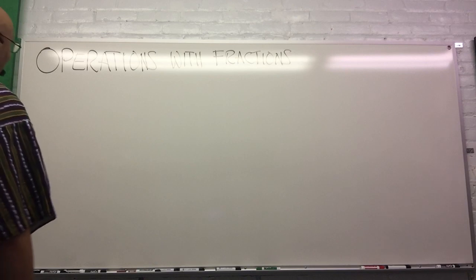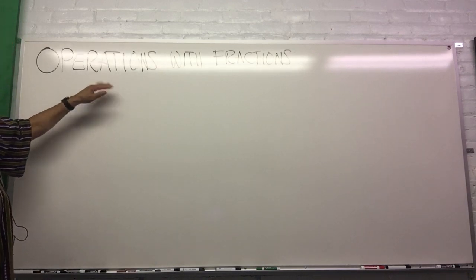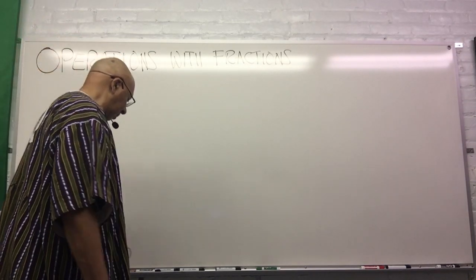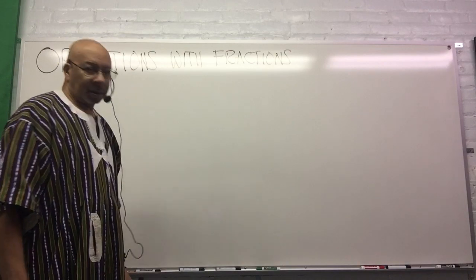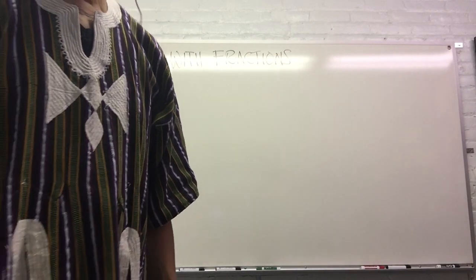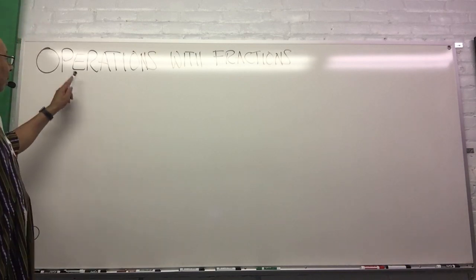I hope you can see I've written here operations with fractions. So the first thing we have to do is determine what we mean by the word operations. I should have written that a little bit lower because I can see that the light is interfering with seeing it, but if I say it, you can write it down.